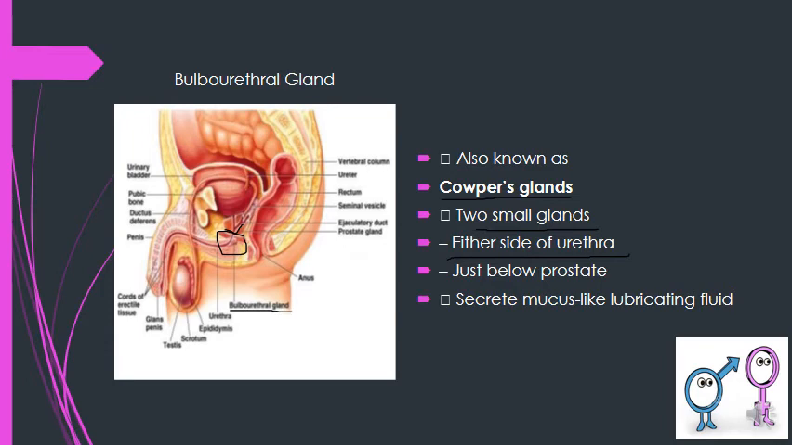It is just below the prostate, as you can see here. This is the prostate gland, and below this prostate gland, the bulbourethral gland is present. What is the role of it? It secretes a mucus-like lubricating fluid, which is very helpful in the transportation of sperm, as you can see here, from the testis to the vagina.